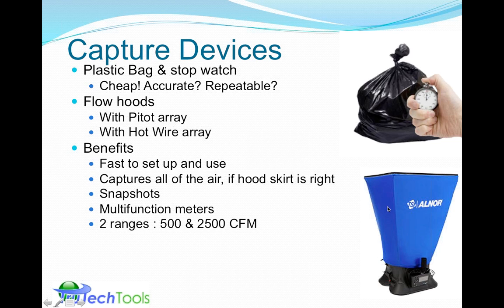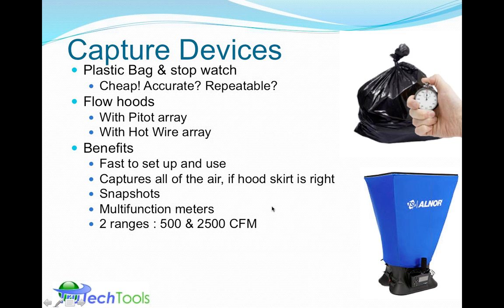These devices are pretty fast to set up, pretty easy to use. They are a little bit bulky, a little bit heavy, a little bit costly, but it does capture all the air. In this case, you don't have to worry about an open area factor. You're basically just capturing and measuring all the air if the hood skirt is right. You can take snapshots of the reading, and many times the meters on the flow hoods have multi-functions. You can plug in different probes or use it as an auxiliary pressure meter. So there are other benefits you get out of the device.